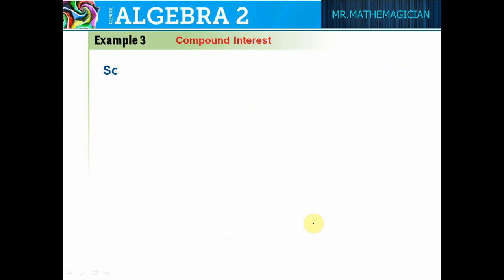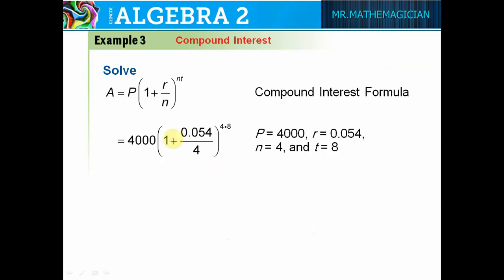Just direct substitute in the formula. P is 4,000, R is 0.054, N is 4, NT is 4 times 8. And in this case, you can find the balance is $6,143.56.